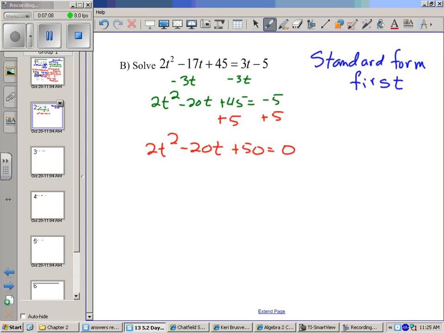Notice it's now equal to 0 in standard form. The next thing that I want to make sure is that the a term, the squared term, which are the same thing, is positive.